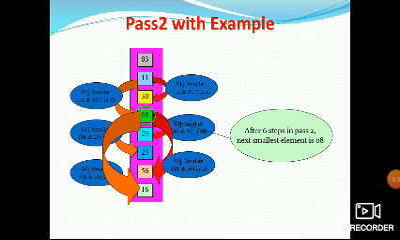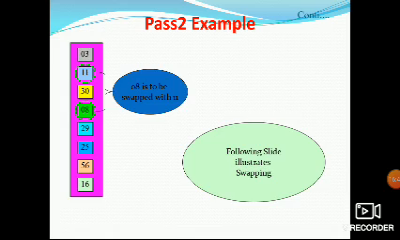After 6 steps in pass 2, the next smallest element is 8. Now 8 has to be swapped with the second element in the list. 8 is to be swapped with 11. We are swapping.